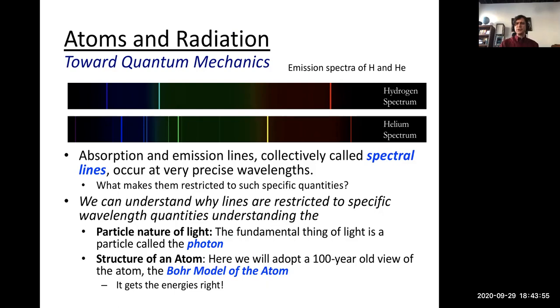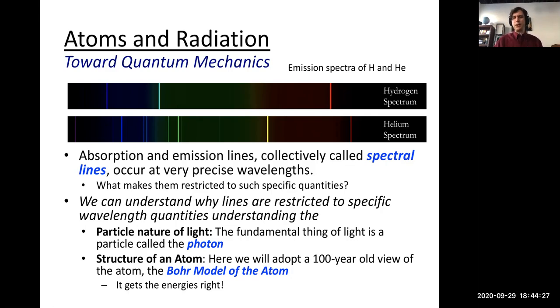What is it that's restricting them to, say, this red versus this red? Why can't helium make this red over here? Why can't hydrogen make this yellow? What is physically restricting these wavelengths to very specific values, very specific colors? And for this, yes, we have to go into the quantum realm. We have to understand light not as a wave, but as a particle.